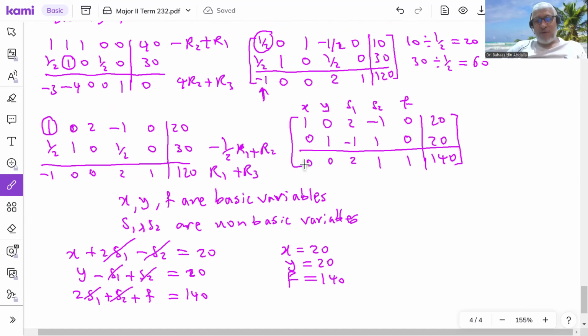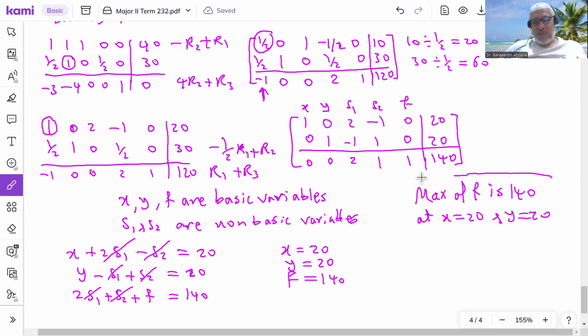But look here, the value of X, 1 0 0, go there, 20 immediately. Y, 0 1 0, so 1 Y or Y equals 20. F, 1 0 0, so F equals 140. So the answer would be maximum of F is 140 at X equals 20 and Y equals 20. This would be the answer. You can write it immediately after this matrix, but this is just for people who don't understand how we get these values.